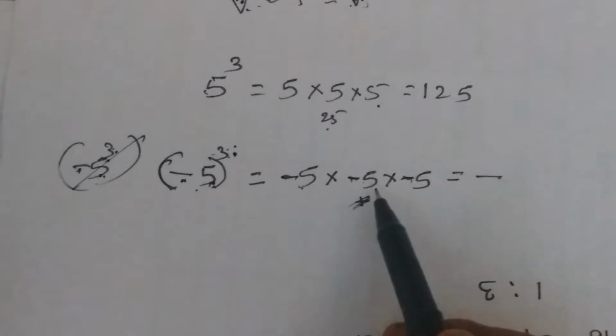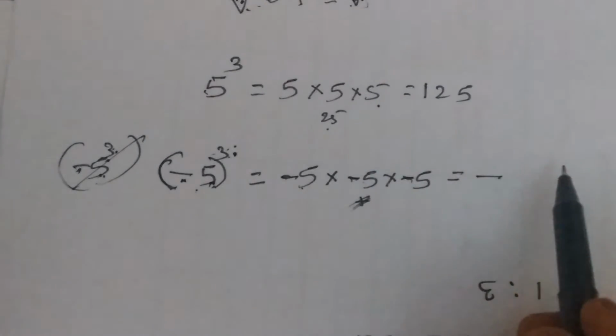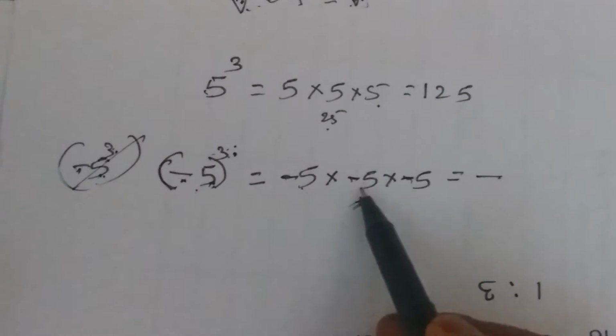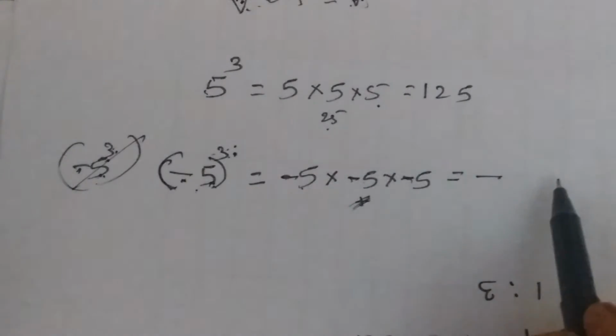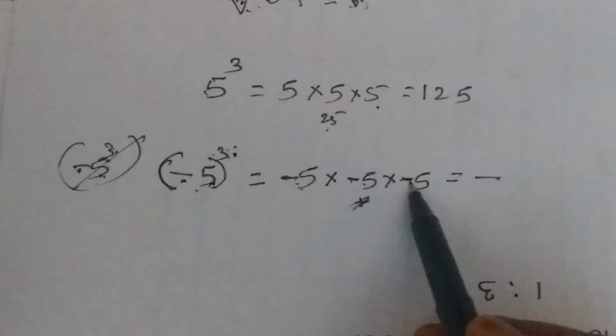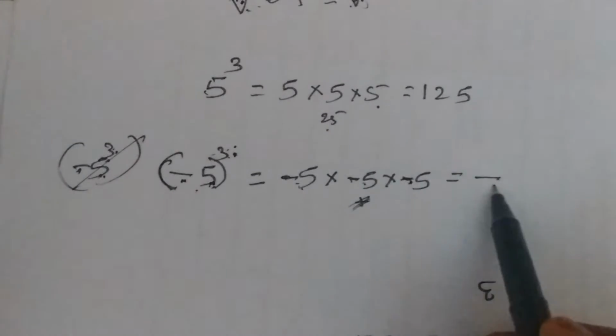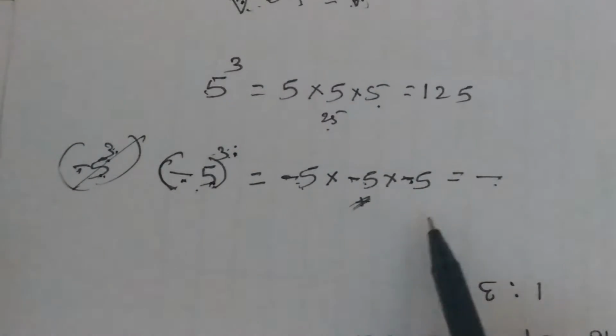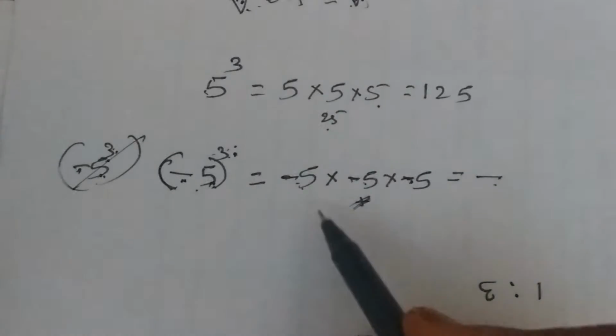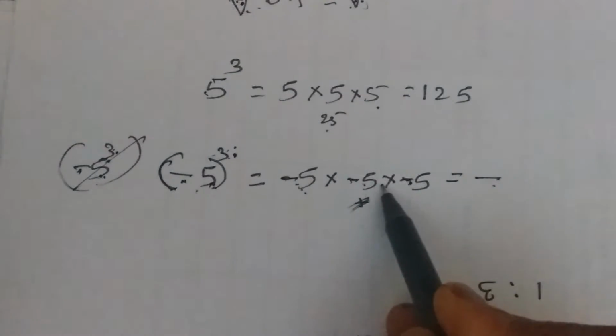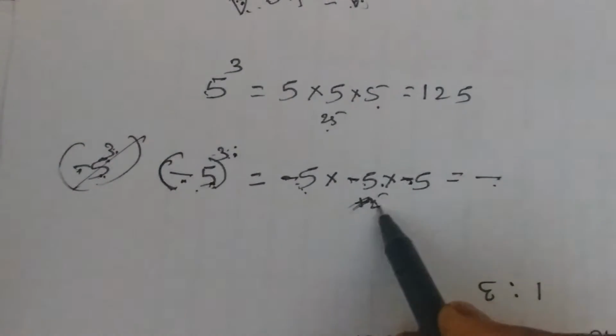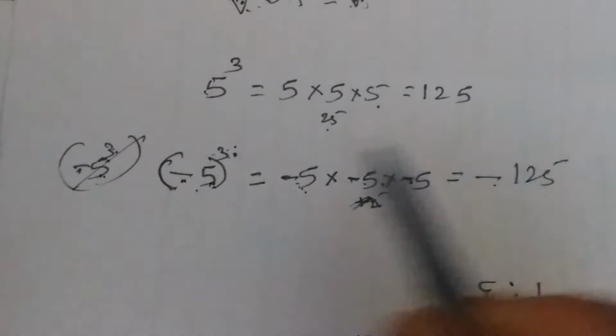If you have an even number of negative signs, the answer is plus. If you have an odd number of negative signs, it is minus. Now, how many here? 1, 2, 3. 3 is an odd number. So, the answer is minus. So, we have multiplied the signs. Now multiply the numbers. 5 5s are 25. 25 into 5, 125.